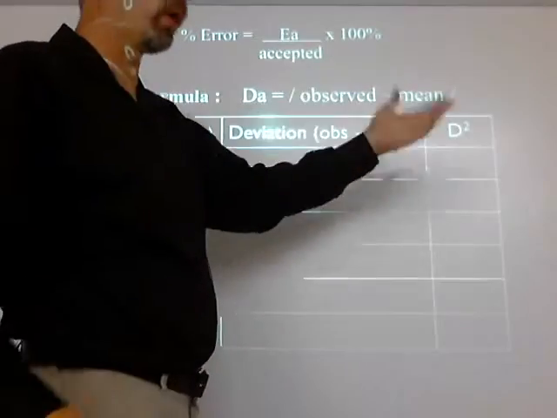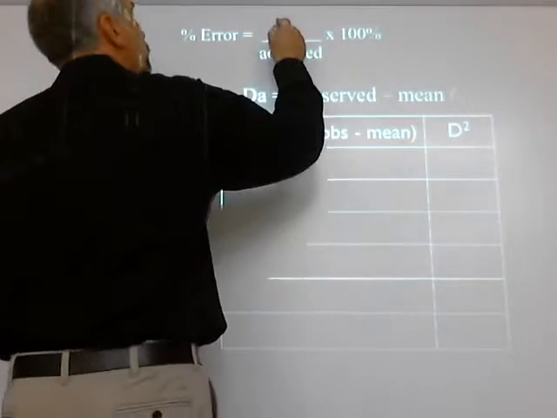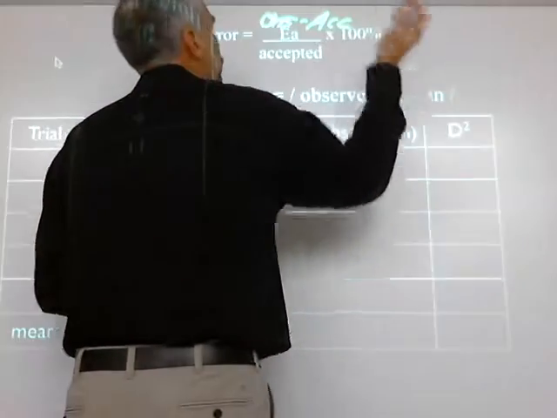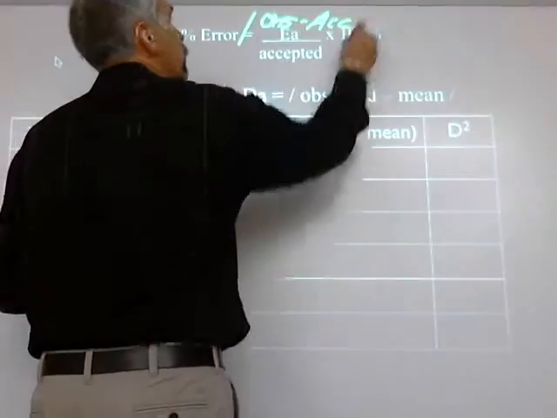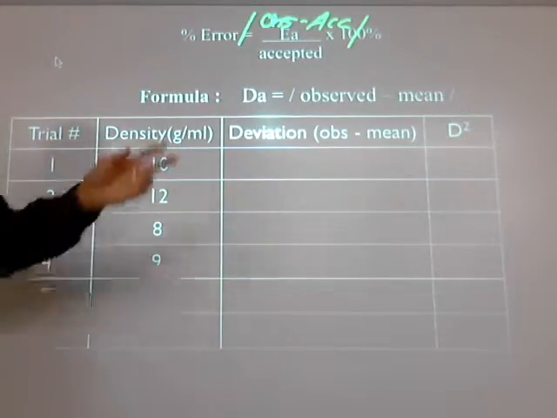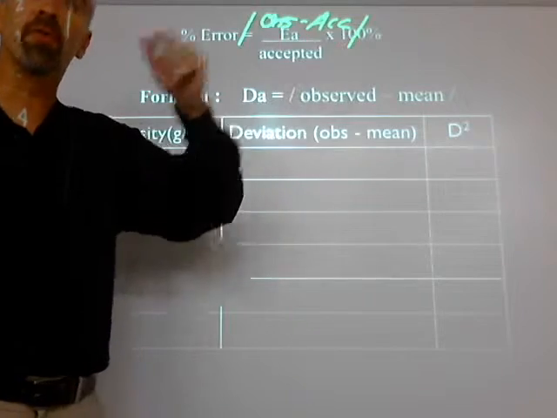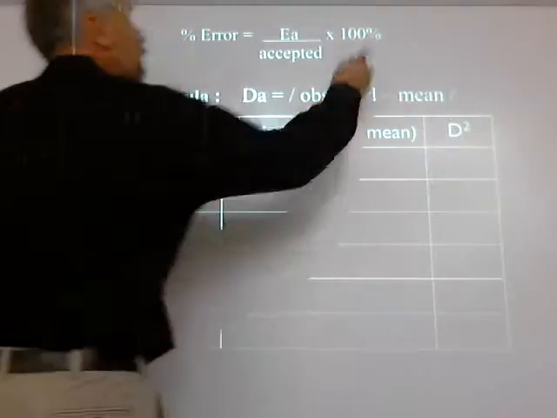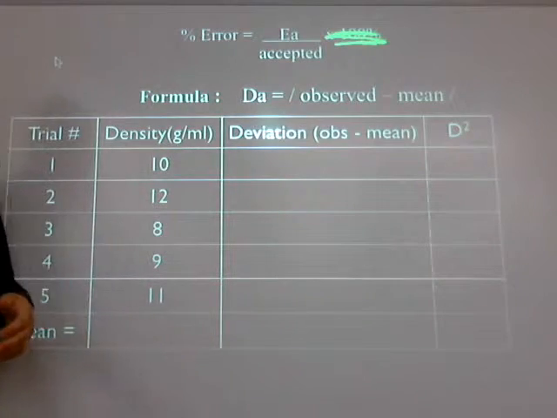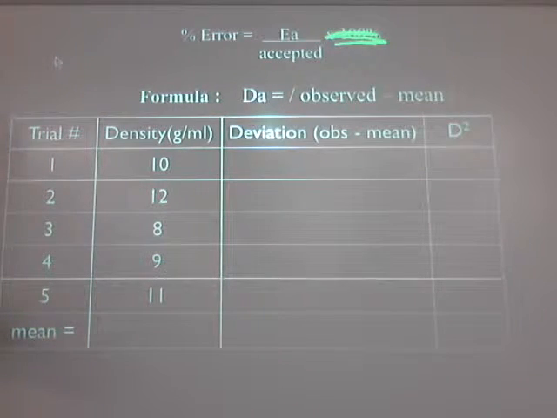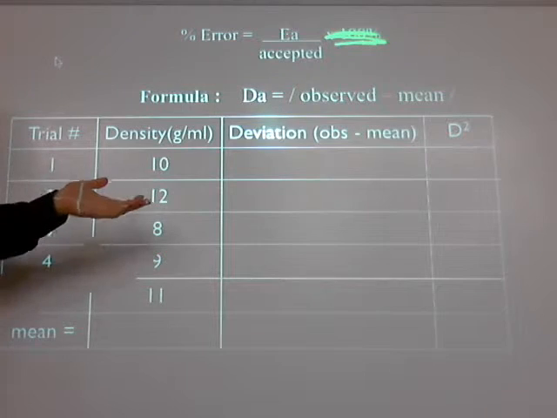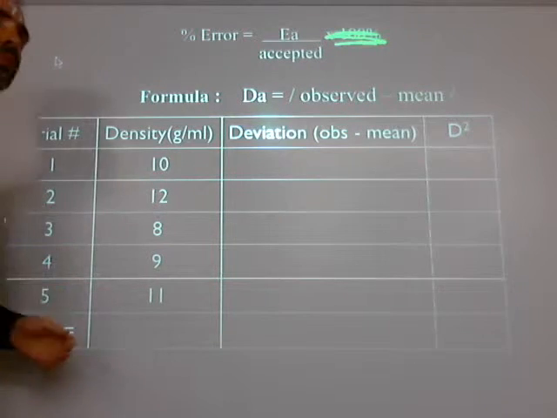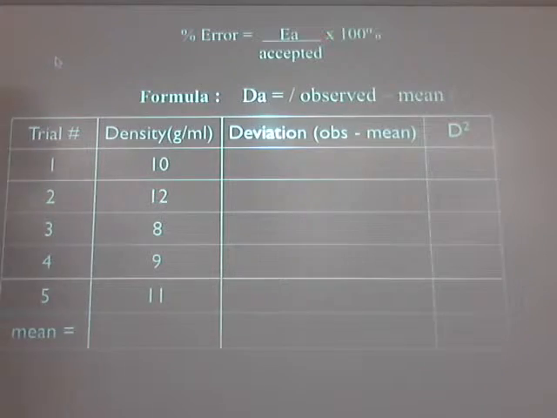EA doesn't mean one of those numbers or the observed. It means the observed minus the accepted, or the accepted minus the observed. It doesn't matter because it's the absolute value of it, right? So you have to subtract them first. That was the first thing people were doing wrong. Don't do that. Second thing people were doing wrong, forgetting the times by 100. So instead of getting 10% error, they were getting 0.1% error. Okay, so the 2 possible mistakes: getting ridiculously large or ridiculously small percent errors.